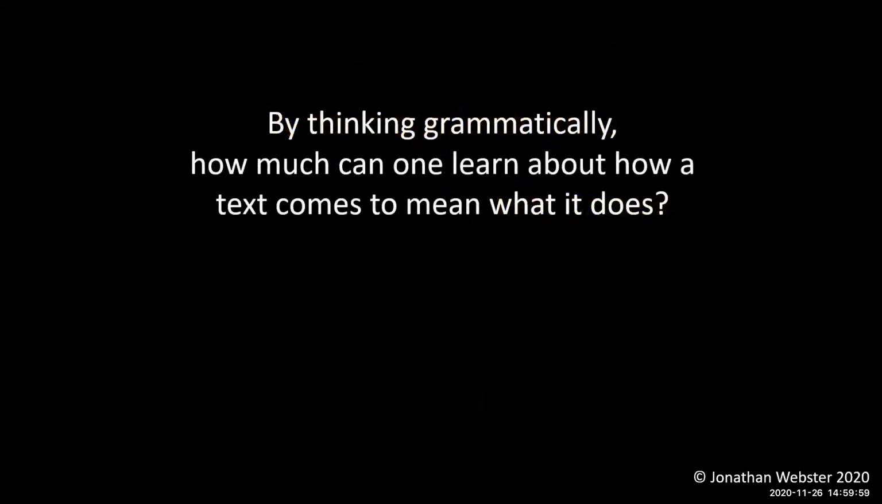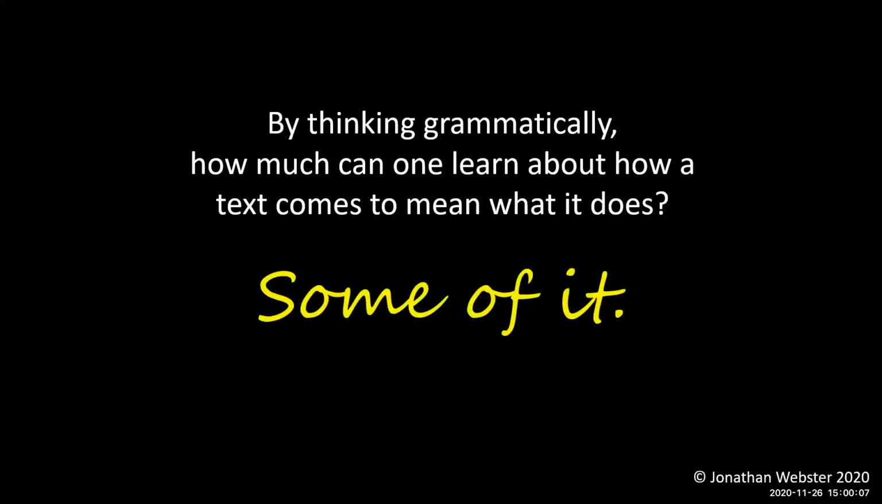So I ask again the question, by thinking grammatically, how much can one learn about how a text comes to mean what it does? Of course, we don't cover everything. What we do get is some of it. I remember after analyzing one of the poems by Edwin Thumboo, I asked him if I got it in terms of what it was that he was doing in the poem. And I remember his response: some of it, some of it.